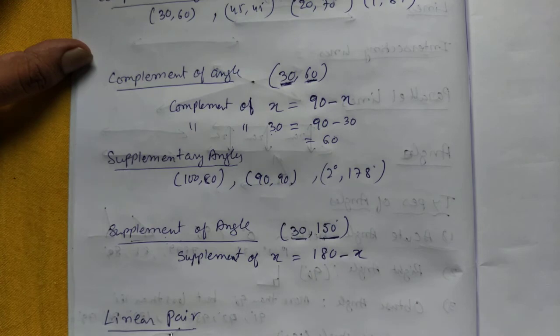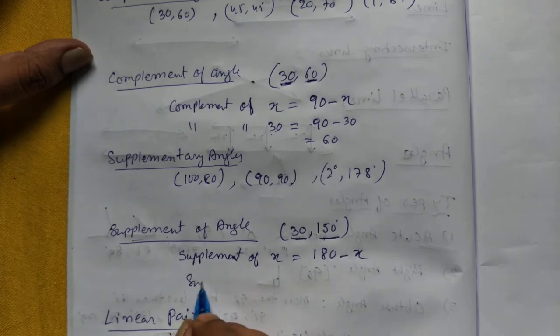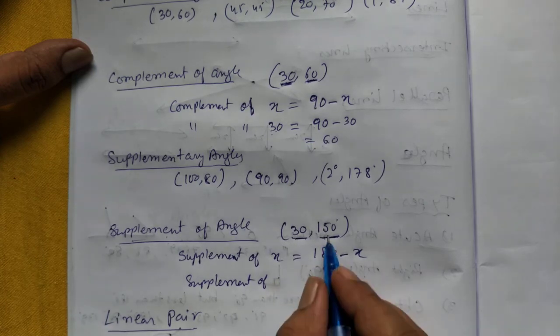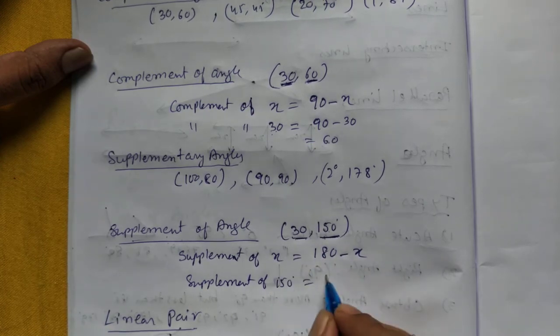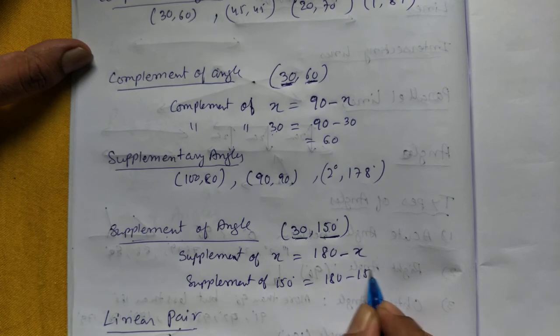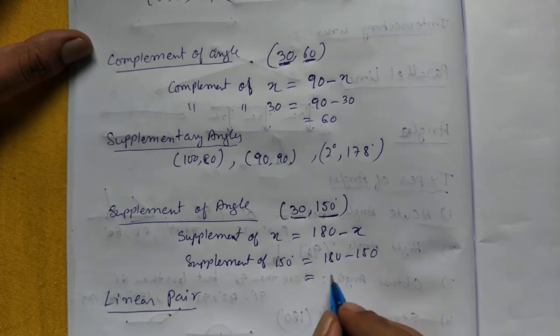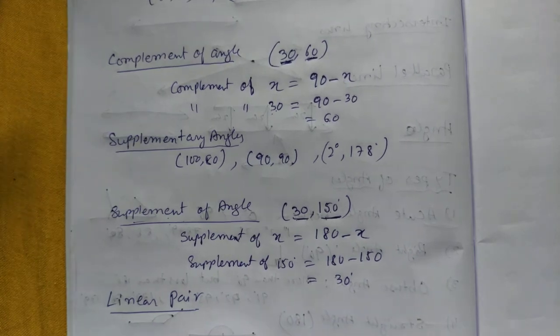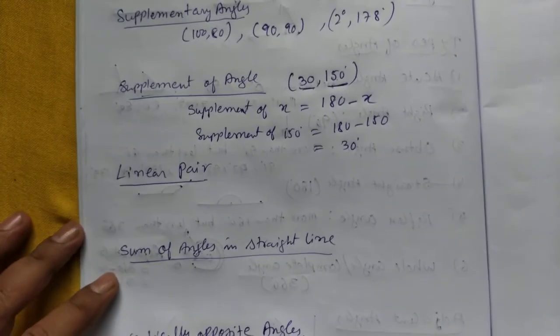180 minus x. Suppose we're going to find supplement of 150 degree. That means you have to do 180 minus 150. It will be 30 degree. So supplement of 150 is 30 degree. Clear? Let's go to linear pair.